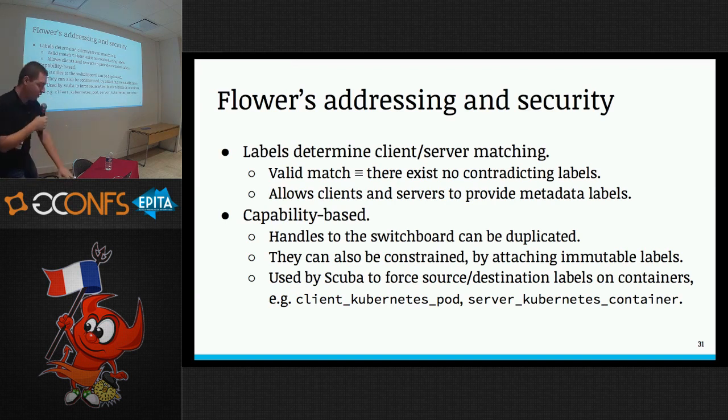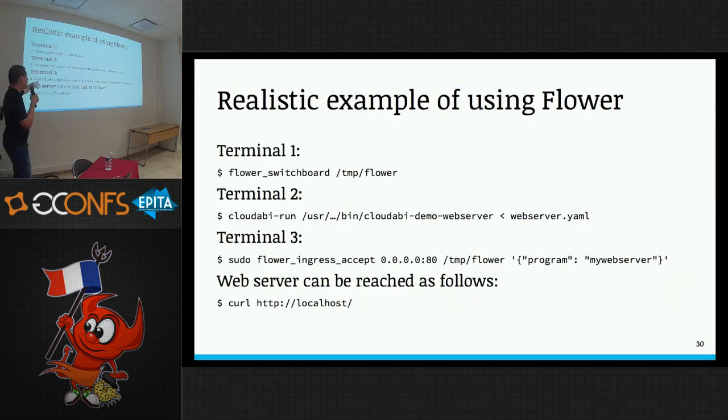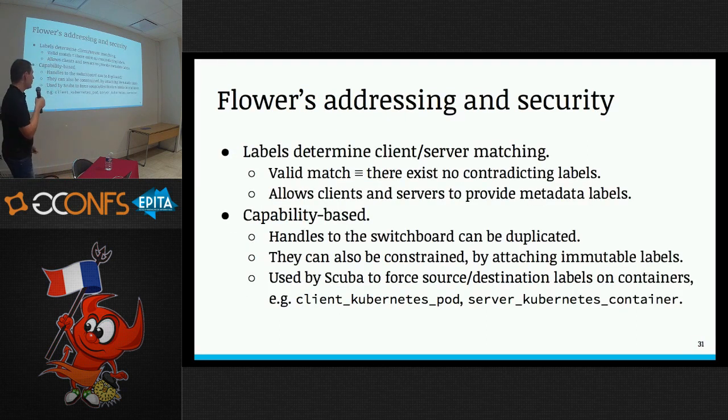So also in this case, with the ingress, it will attach the IP address and the port number of the peer as extra labels before forwarding it over to Flower. So the process will then know the IP address of the connecting client. It's also capability-based, namely the handles that are porting over to the switch, pointing to the switchboard, can be duplicated and can be constrained, and some extra labels can be attached.